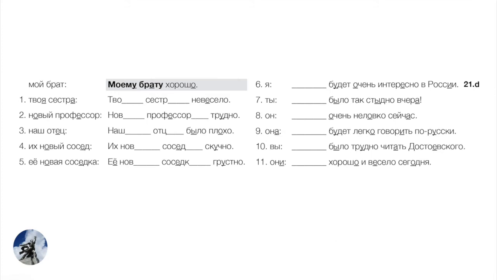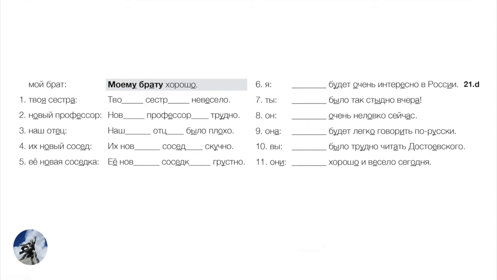Number 7, you felt so ashamed yesterday. I wonder what you did. You felt very ashamed. Тебе было так стыдно вчера. Okay, number 8, he feels very uncomfortable now, very awkward. Ему очень неловко сейчас. Number 9, она. Okay, now another future tense. It will be easy for her to speak in Russian. Ей будет легко говорить по-русски.